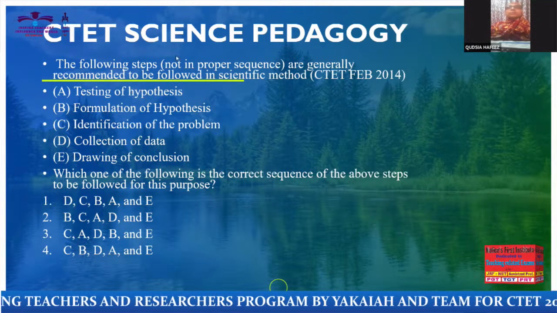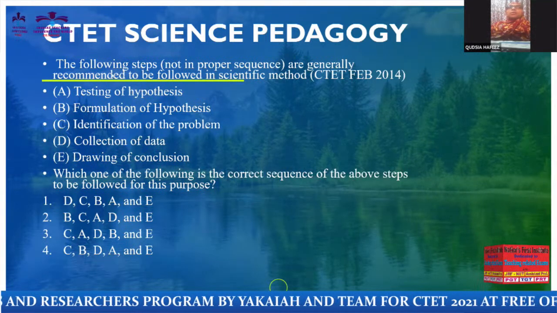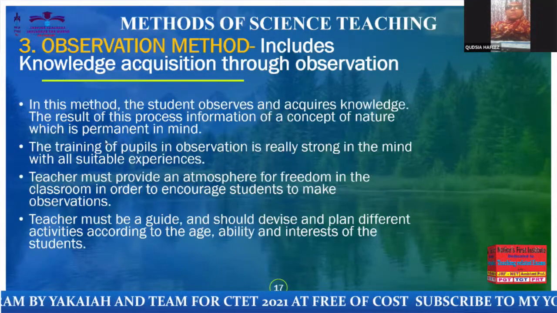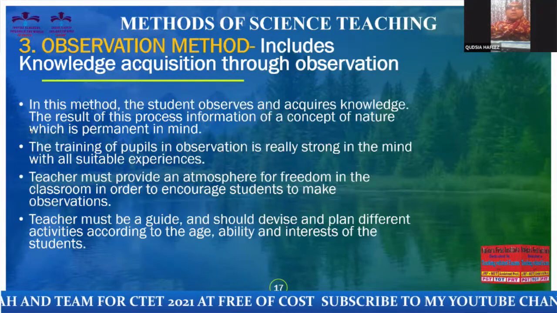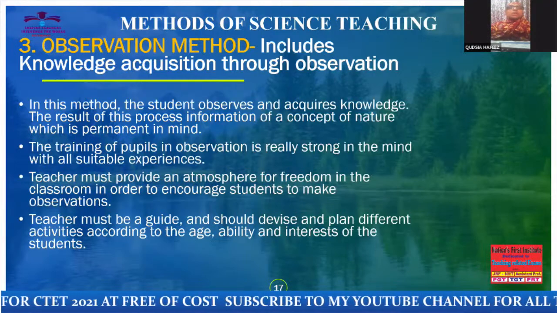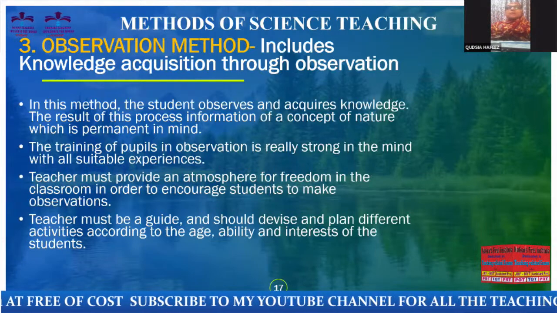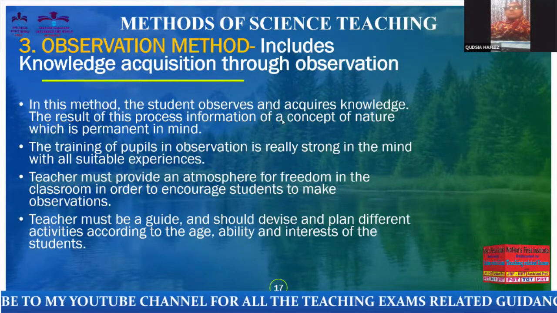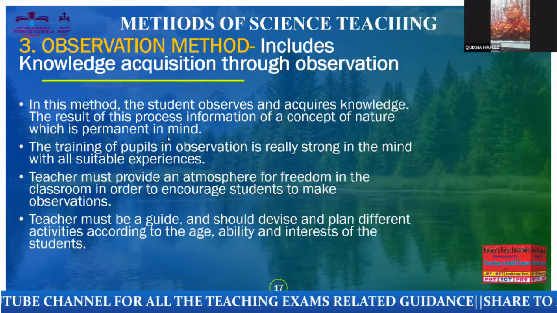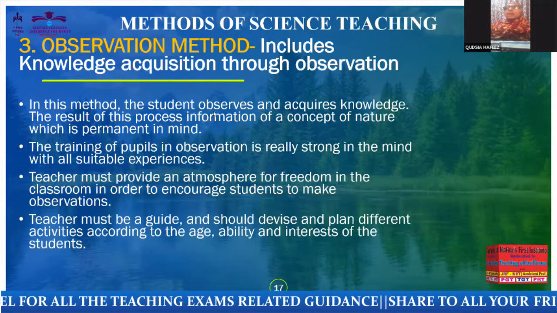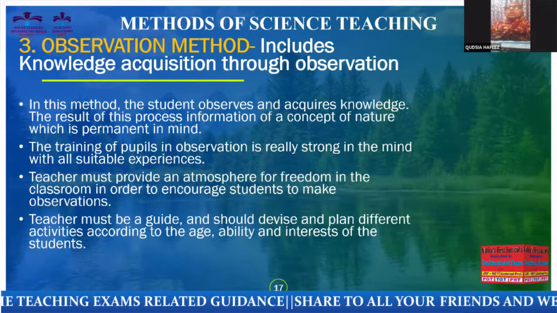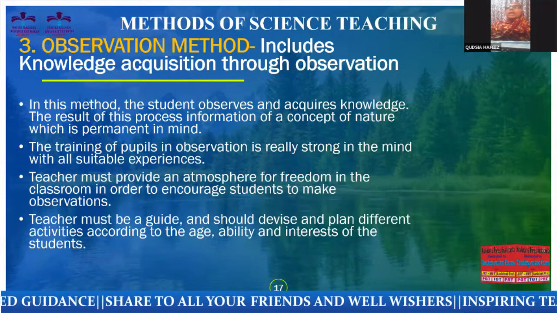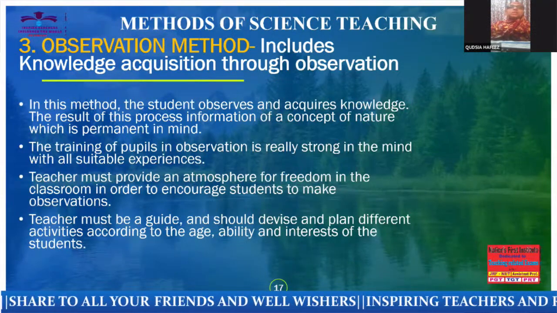Next, we have here observation method. It includes knowledge acquisition through observation. Okay, so here in this method, the student observes and acquires knowledge. How the child observes, how it acquires knowledge, that is the main importance, the main principle behind this observation method. So the result of this process, information of a concept of nature, is permanent in mind. Once the child observes and acquires the knowledge through observation skill, this remains permanently accommodated in the mind of the child. It becomes a cognitive structure in the mind of the child.